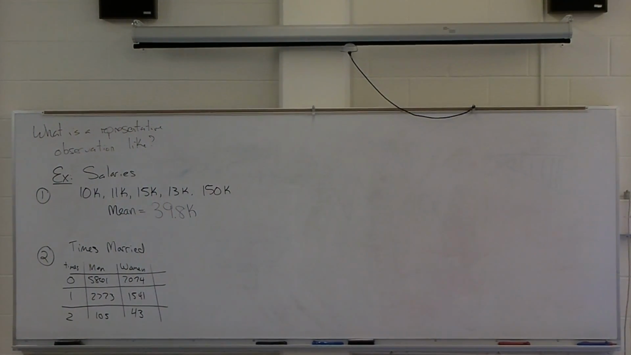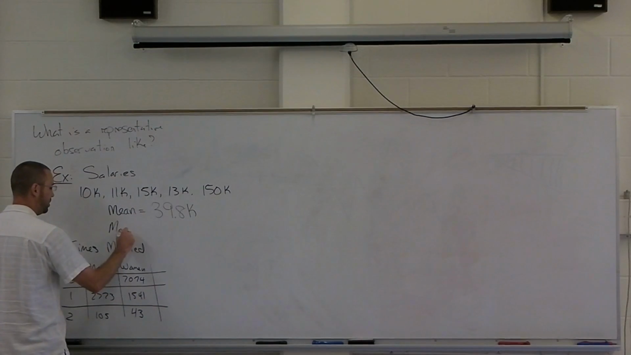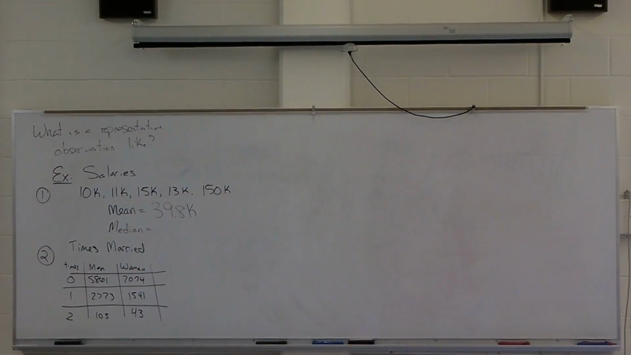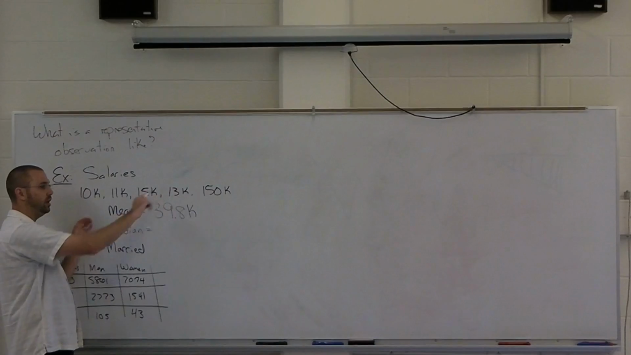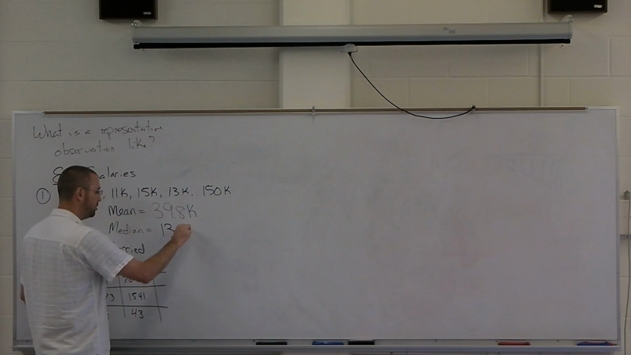What's another value? Median. Okay, let's try the median. The median value here would be what? 13. Okay. The median, if you'll recall, is the value we get when we order the numbers from least to greatest and take the one in the very middle. In this case, the median is 13.